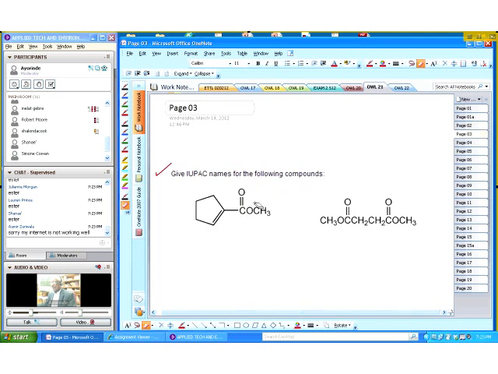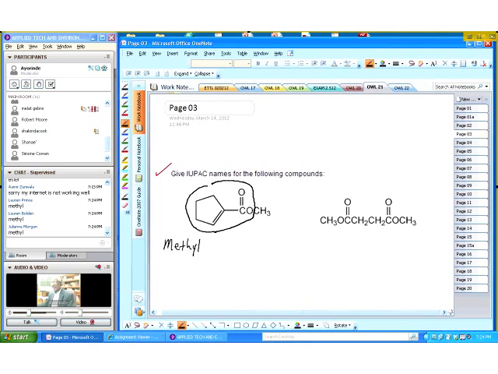What is the name of the alkyl group that is attached to the oxygen? Okay, very good. So we have methyl. So we say methyl. Now, the corresponding carboxylic acid, keep in mind this name will be derived from the name of the corresponding carboxylic acid. The corresponding carboxylic acid will come from here. Does anybody have an idea what that name will be?